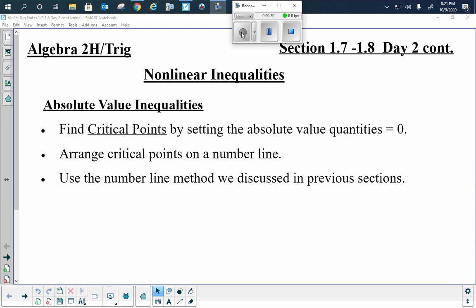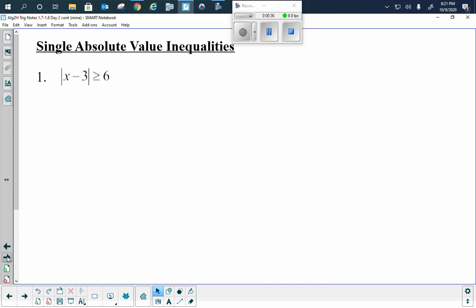So, absolute value inequalities. Find your critical points by setting the absolute value quantities equal to 0. Arrange your critical points on the number line in order. And then, of course, use the number line method that we've discussed in our previous sections. Okay, so again, for these next 3 problems, they must be done this way. Okay, so here we go.